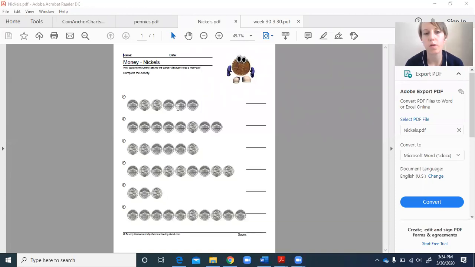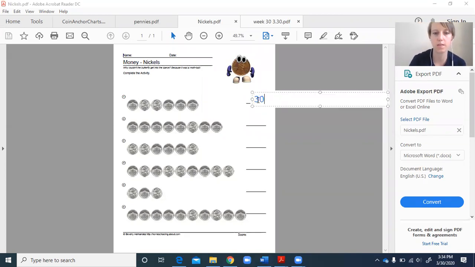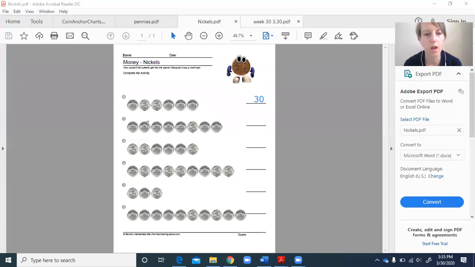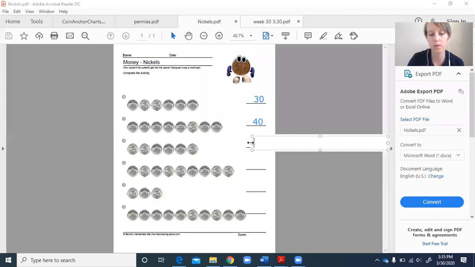How much are these nickels worth? So remember, when we count nickels, we're skip counting by 5. So let's see what this first row, how much that's worth. So 5, 10, 15, 20, 25, and 30. So that first row of nickels is worth 30 cents. Let's try line number 2. 5, 10, 15, 20, 25, 30, 35, 40. Okay, those are worth 40 cents. Let's try number 3. 5, 10, 15, 20, 25, 30. So it's the same as the first one.